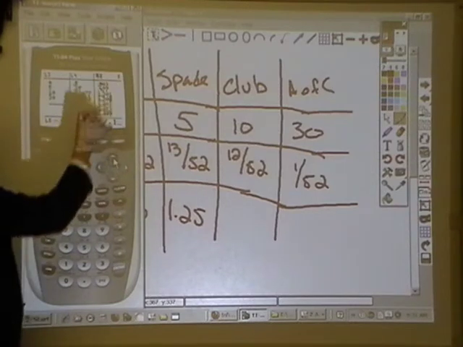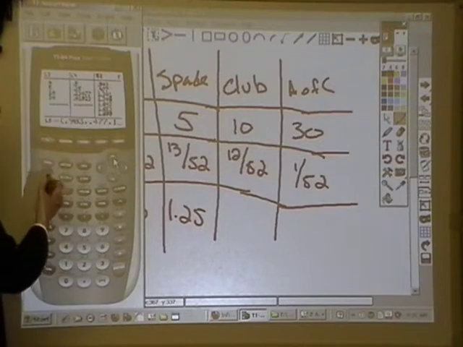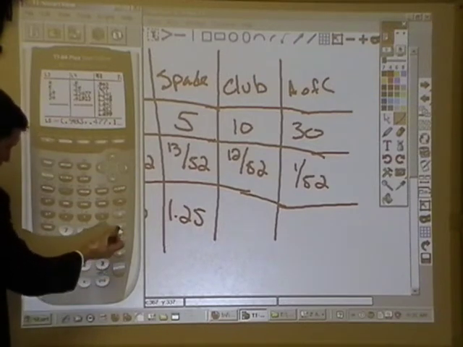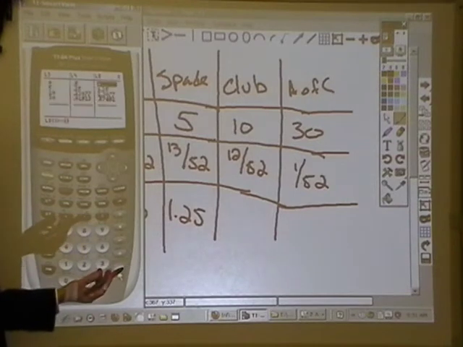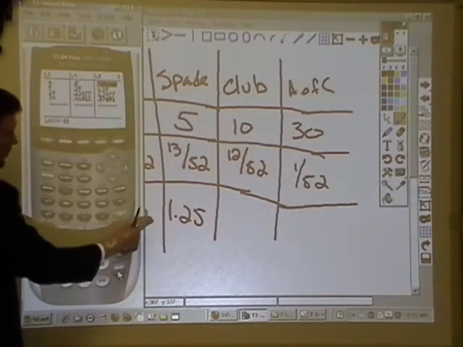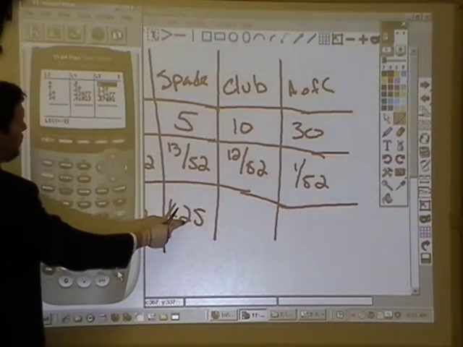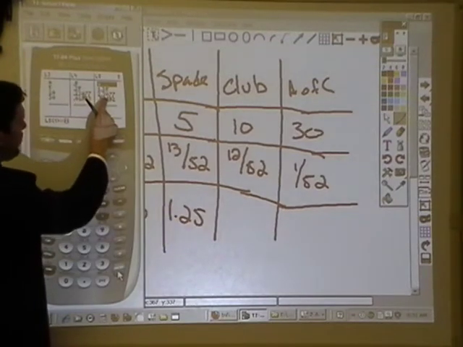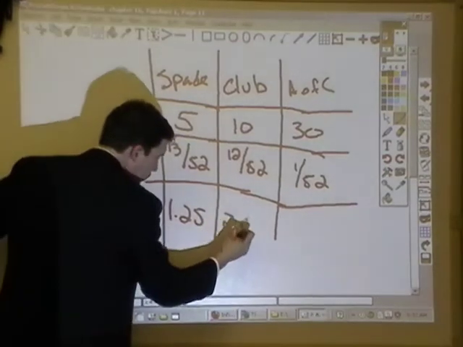I'm going to go up to the menu, and I want to take x sub i times p sub i, which in this situation is going to be L3 times L4. There we are. There are my values: 0 for a red card, 1.25 for a spade, 2.3077, but we're going to make that 2.31.